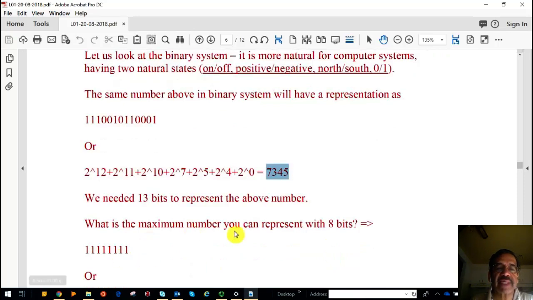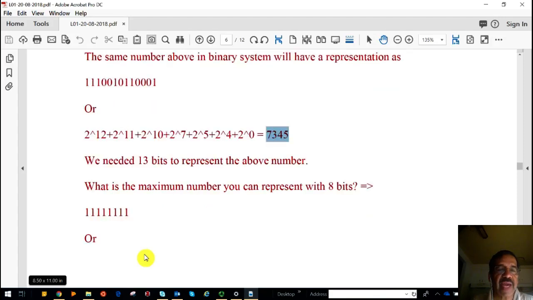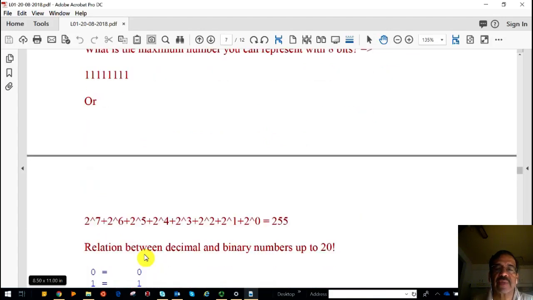So you should be able to answer this question. For example, what is the maximum number that you can represent with 8 bits? All the 8 bits are turned on. Remember, a bit can have only 2 positions, 0 or 1. In this case, we say that all the bits are turned on. They are all contributing. So you'll have 2 to the 0 plus 2 to the 1 plus 2 to the 2 plus 2 to the 3 plus 2 to the 4, adding all the way to 2 to the 7. Remember, you're starting at 2 to the 0, so 8 bits will end with 2 to the 7, and then you add them up. That is what you see here, and that is 255.